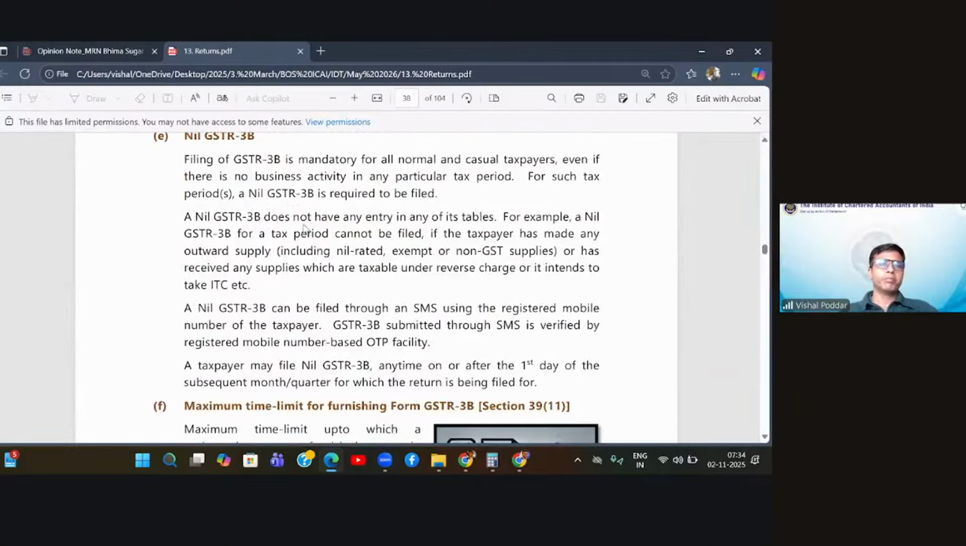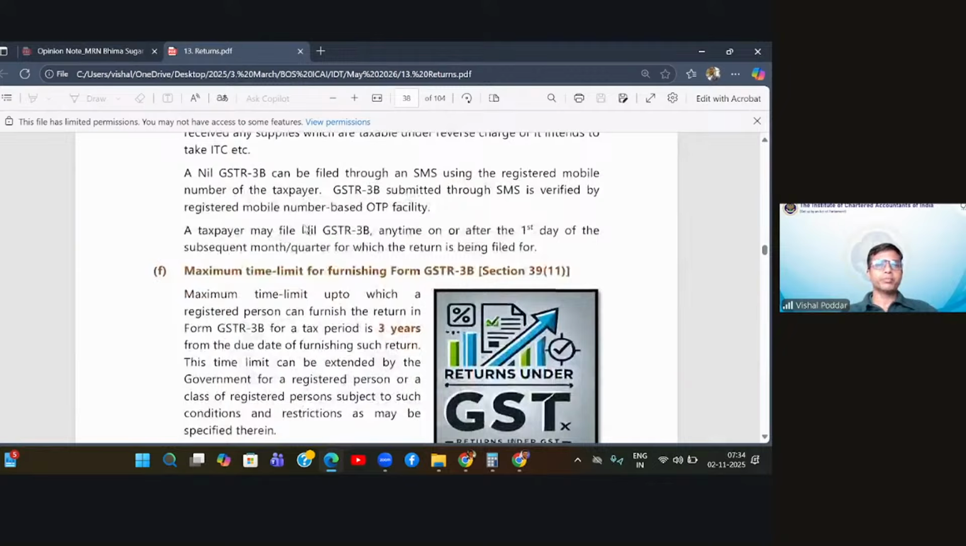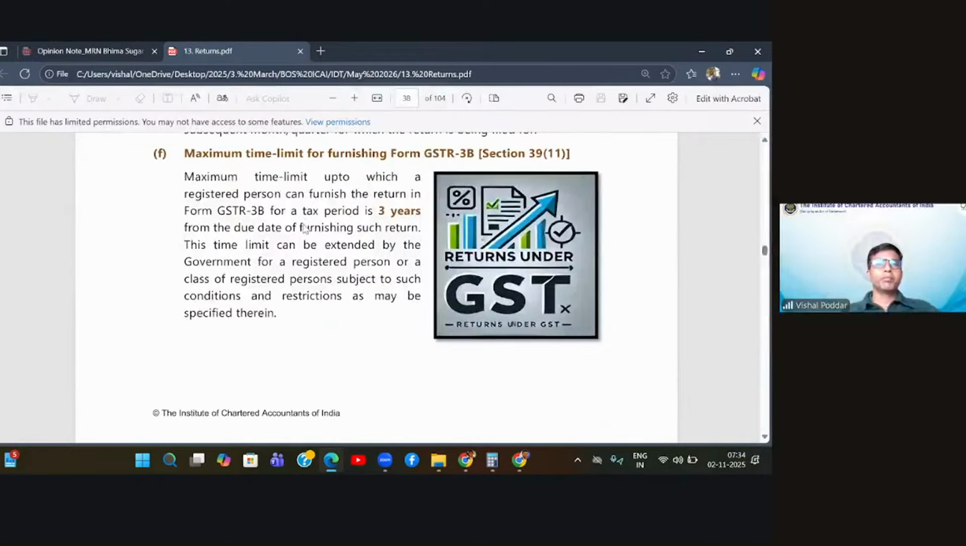Fine. Same as NIL 3B, it can be filed using SMS. Now, the maximum time limit for furnishing GSTR 3B. Same like GSTR 1, the maximum time now provided under the law to furnish GSTR 3B is 3 years from the due date of furnishing that return. So every month's due date of 3B for monthly people is 20th. So from 20th of a particular month, you have to count 3 years.